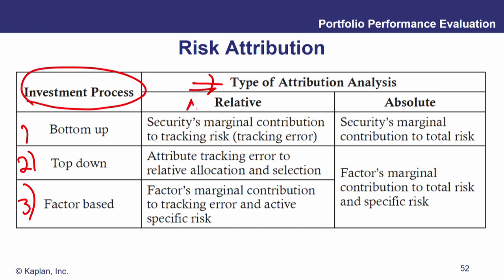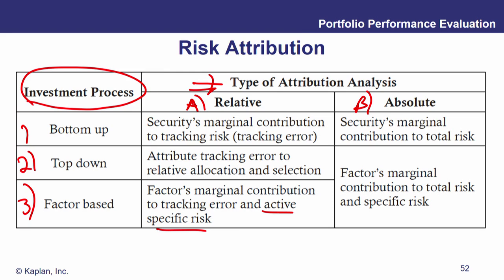Well, we can use relative or we can use absolute. So for instance, in bottom up, we're going to use the security's marginal contribution to tracking risk, also called tracking error. For top down, we're going to attribute that tracking error to relative allocation and selection. And then in factor based, we're going to take that factor's marginal contribution or contribution to tracking error, and then we're going to focus on active specific risk.